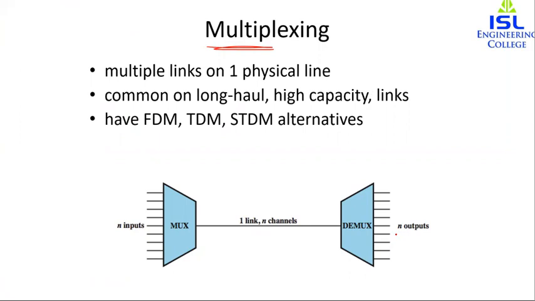A common application of multiplexing is in long distance communications. Trunks on long networks are high capacity fiber, coaxial or microwave links. In this case, we perform multiplexing. Multiplexing is basically of three types: frequency division multiplexing, time division multiplexing, and statistical time division multiplexing. We will study all three types.